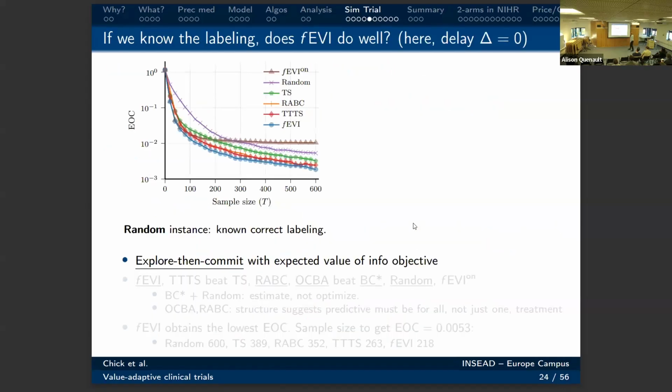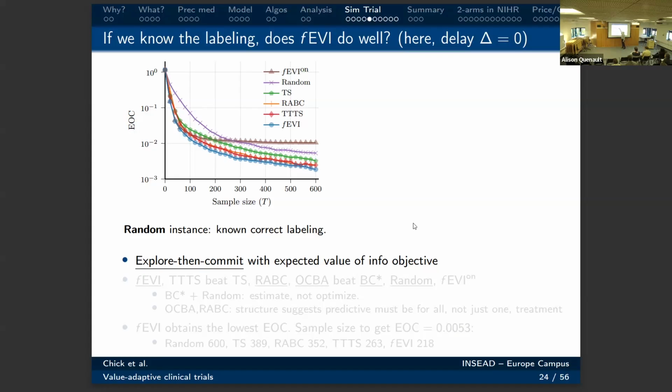So what did we learn? On the vertical axis of this graph, we see on a log scale the expected regret, the expected opportunity cost, as a function of the sample size. And this is for the randomly generated covariate values. So the random instances, under the assumption that we know the true correct labeling, we just don't know the rewards of each. And it turns out that, surprise, surprise, if you're optimizing for a particular objective function, you win. So it turns out to be the case, despite the myopic approximation here.